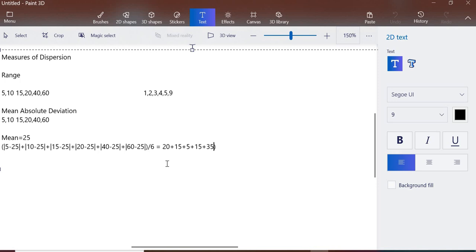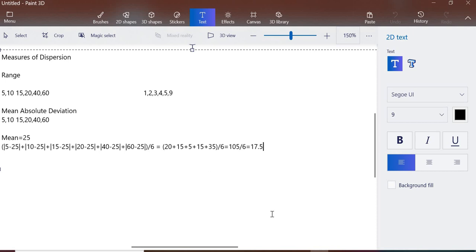Then we sum all of them and we divide by the number of data points. So what is it? 105 divided by 6, which comes out to be 17.5. So that concludes the absolute measures of dispersion.